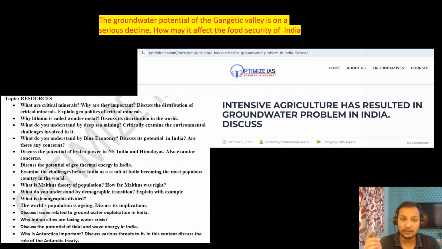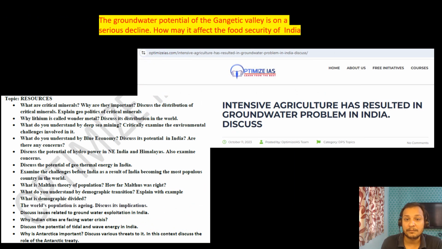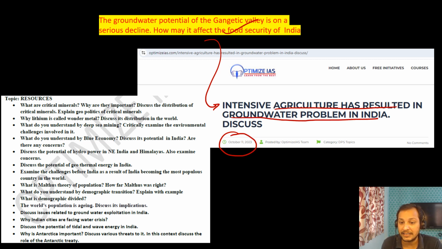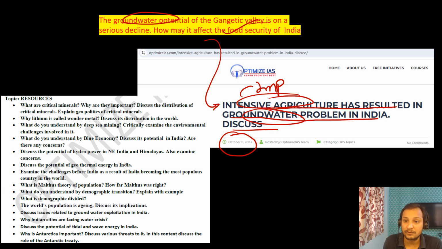Next question, you can see: the groundwater potential of the Gangetic Valley is on decline. How does it affect food security? You can see exactly, a DPS question from 11th of October 2023: Intensive agriculture has resulted in groundwater problems in India. Discuss. Very important. You see, I have linked agriculture and groundwater. This is what this question is about, groundwater and food security. Exactly, this question is linked in this direction.